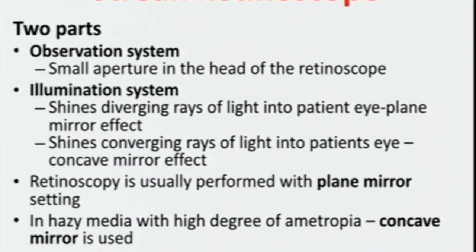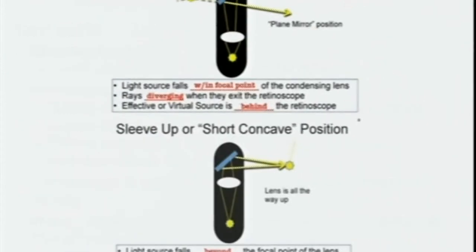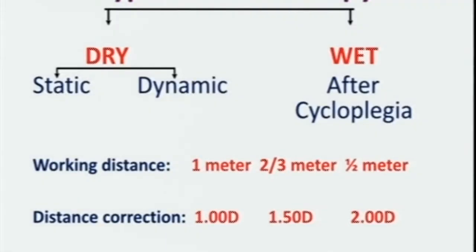There are two positions, whether the sleeve is up or sleeve is down. One gives a concave effect, the other is a plane mirror effect. So sleeve up is a concave mirror position, sleeve down is a plane mirror position. Dry retinoscopy is without dilatation, without any cycloplegia. Static is when the person is looking at a far object at distance.